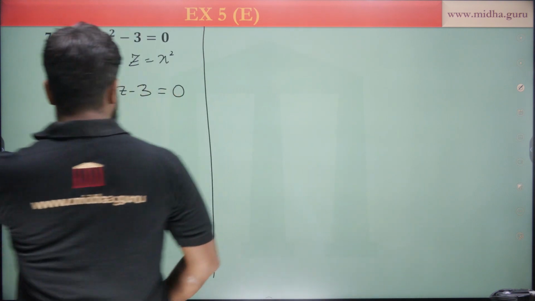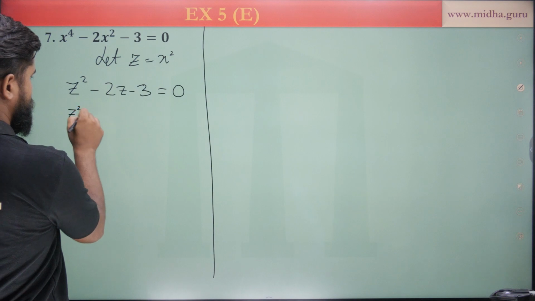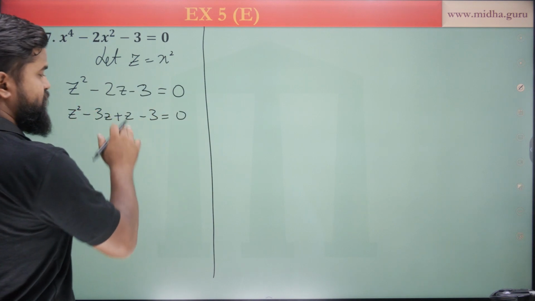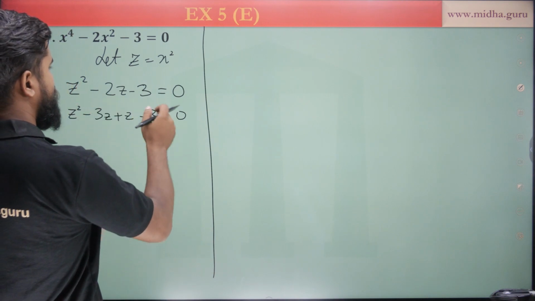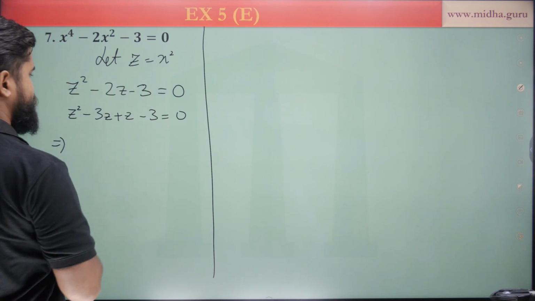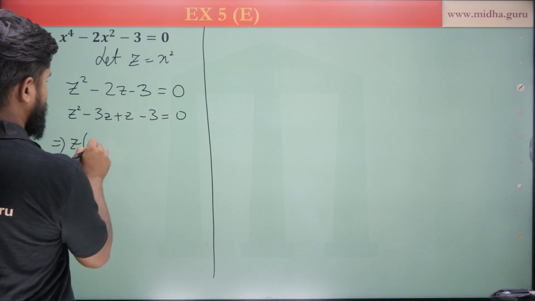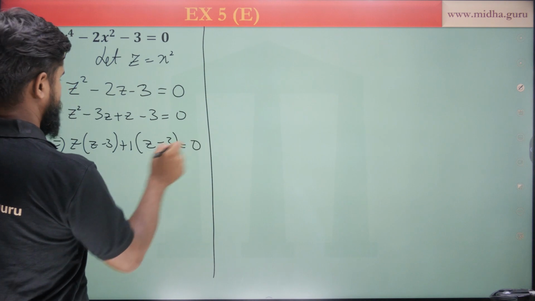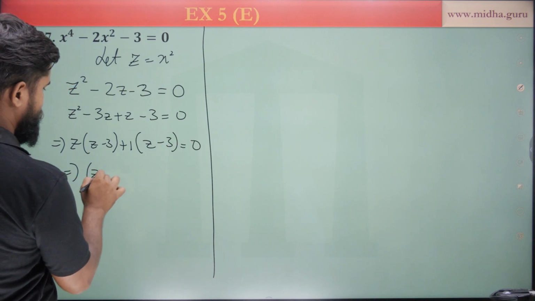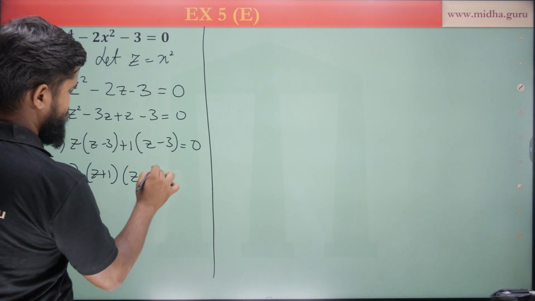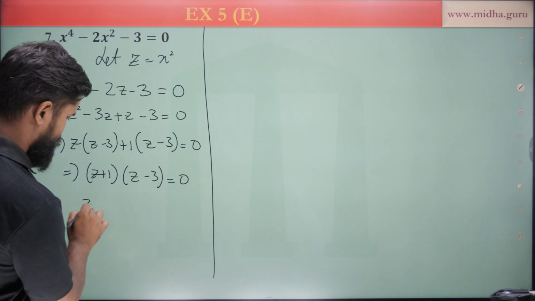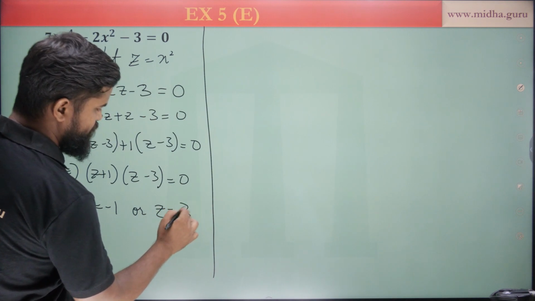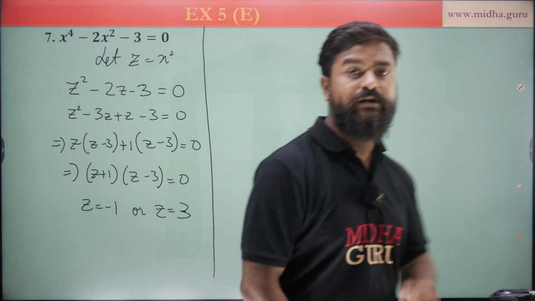So we'll start by splitting this middle term, that is minus 2z into minus 3z plus z, since minus 3 plus 1 is equal to minus 2 and minus 3 into 1 is equal to minus 3, which is also a into c. So here I'll take z as common, I'll get z minus 3, and here I'll take 1 as common, z minus 3 again. So z plus 1 into z minus 3 is equal to 0. So either z is equal to minus 1 or z is equal to 3. So these are the values for z.